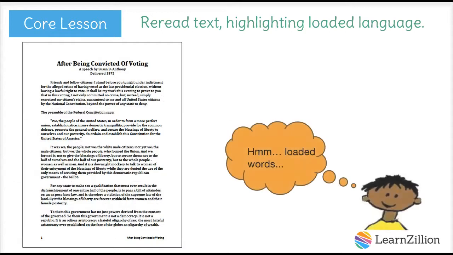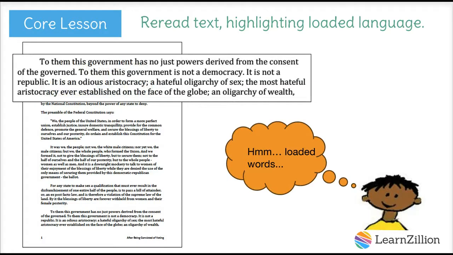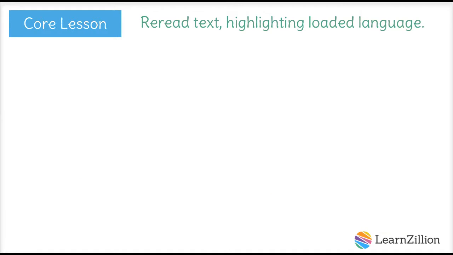As I continue reading, I find another word that really elicits a response. It is in the last paragraph on this page. Let me read the sentence. It is an odious aristocracy, a hateful oligarchy of sex, the most hateful aristocracy ever established on the face of the globe. The word odious certainly elicits a response, so I will highlight it as well. I am certainly getting a sense of the tone Anthony is creating with her word choice.